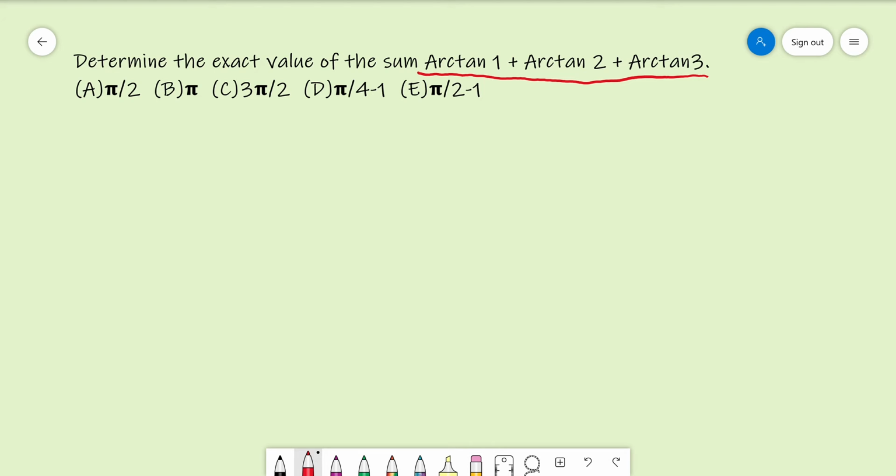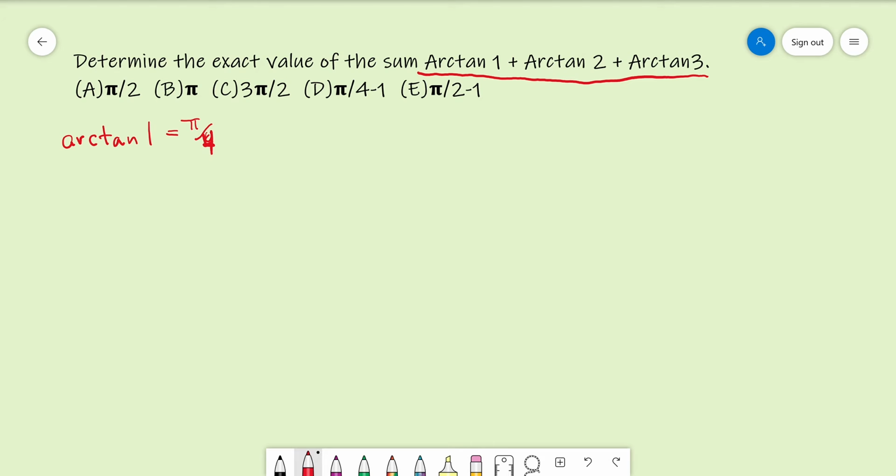Arctangent of 1 is easy. That's pi over 4, because 45 degrees. The tangent of 45 degrees is 1. So let's just write that down. Arctangent of 1 is pi over 4.